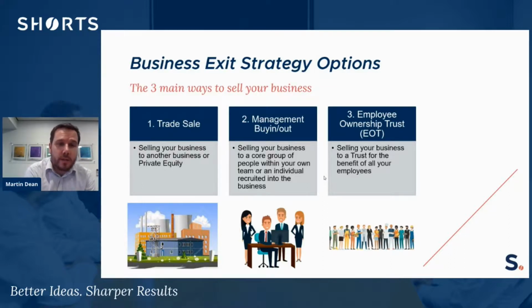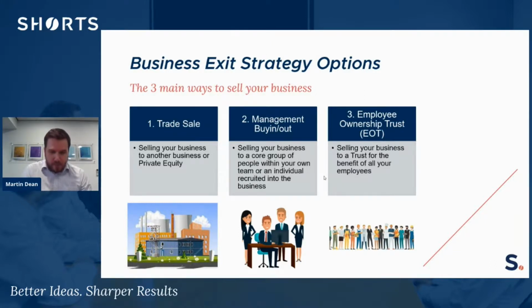So there are 3 main ways to sell your business. There's a trade sale, so selling your business to either another business or private equity. There's a management buy-in or buy-out, often overlooked by businesses, but assuming you've groomed your business up to a point where you've got a very good management team in place, often that management team will want to take on the business. They'll want to buy your shares off you, and there's a fundraising exercise there that can be done to allow you to exit. So that's strategy 2.